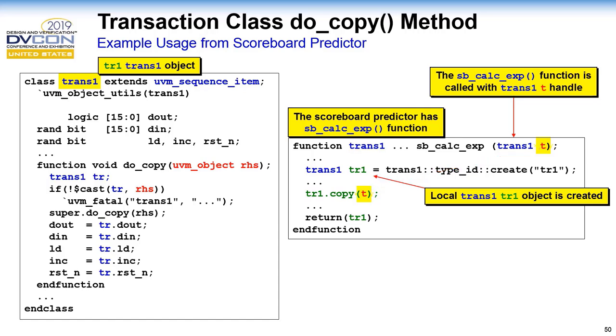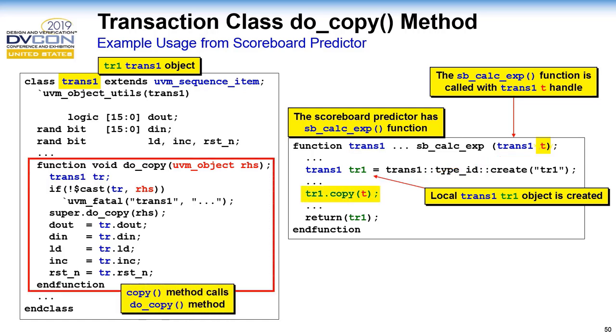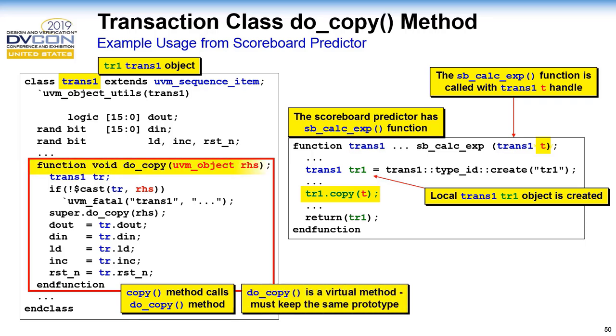Once I do that, I call the tr copy, and that is going to call the do copy method inside of my transaction. The do copy has that virtual prototype, so I can't change that. That's why I will do the declaration of my local transaction handle, and I will perform the cast operation to convert what turned into a UVM object back into a transaction. So when you use the do methods, you frequently have these couple extra lines of code at the top of the do method to say, give me the transaction type back that I passed to this method.